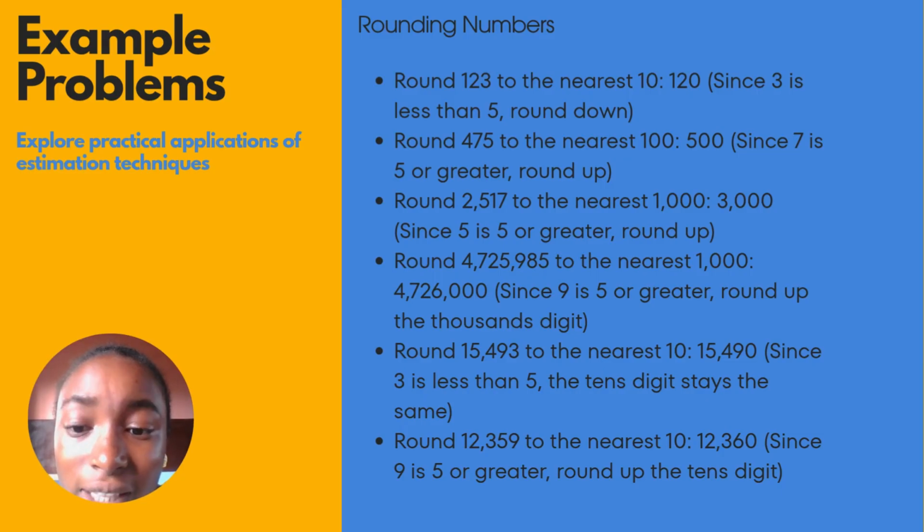Look at the number before it, it is 3. And since 3 is less than 5, the tens digit stays the same. So 15,493 to the nearest 10 is 15,490.